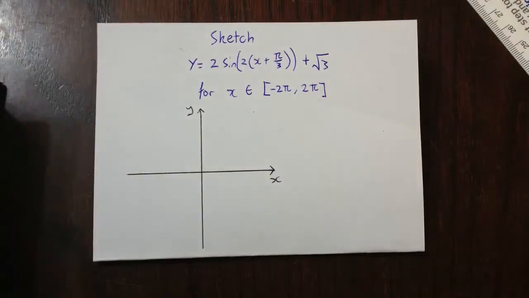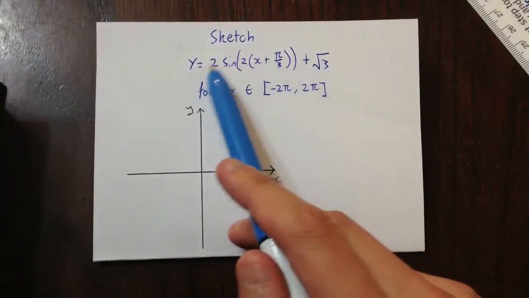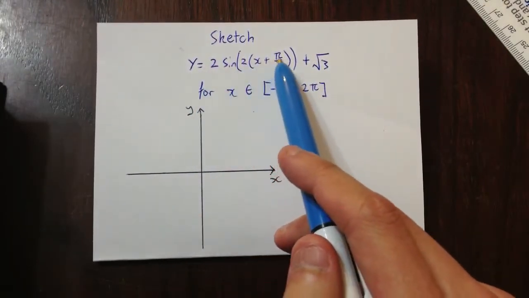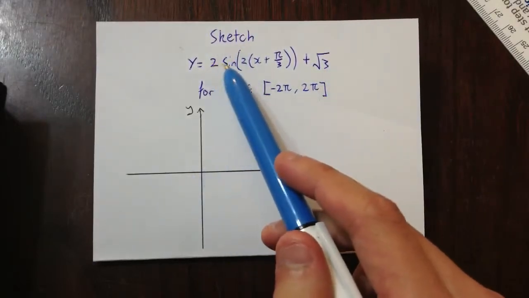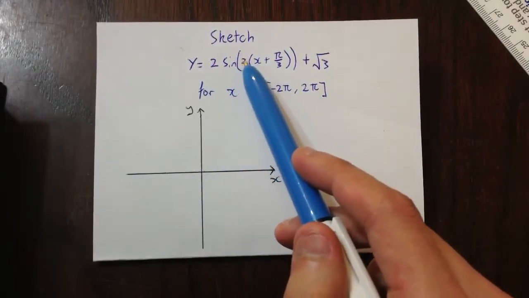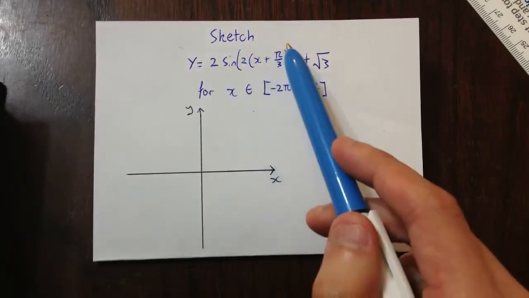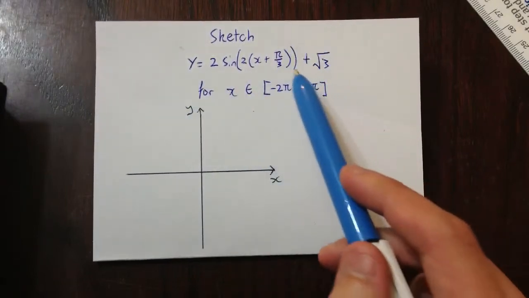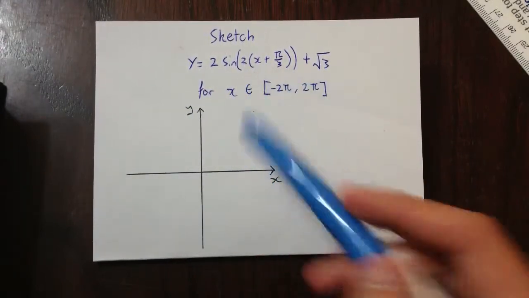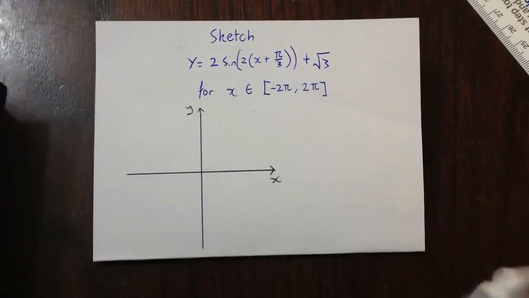Okay, so right now I'm going to show you how to sketch this massive thing. 2 sine (2x plus pi on 3), bracketed, plus root 3. Before we continue, I just want to point out that this 2 is working on this x plus pi on 3, and all of this stuff is being signed. And that square root 3 is outside, just so you know clearly. We're going to sketch between minus 2 pi and 2 pi. Okay, so let's do this.